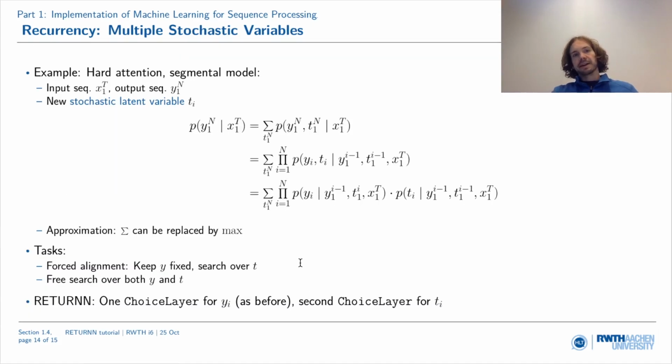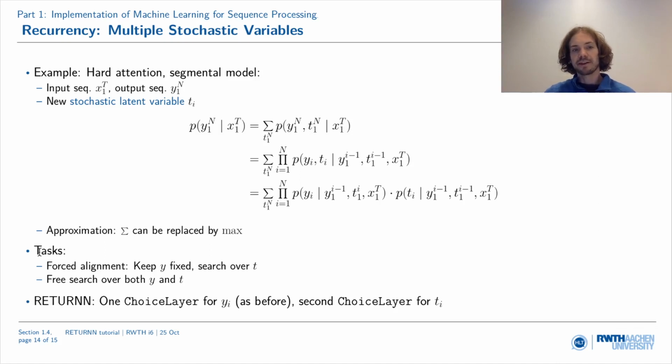Another very important aspect, I already mentioned you define stochastic variables, but you can also define multiple stochastic variables. For example, when you have a model like hard attention, a segmental model, you would introduce a new stochastic latent variable, t. So the standard way would be to introduce it here, and then as a product over the labels it looks like that. And now you split up the probabilities into two parts. This is the probability for the output as before, and here's the probability for t, the newly introduced stochastic variable. An approximation is that the sum can be replaced by a maximum.